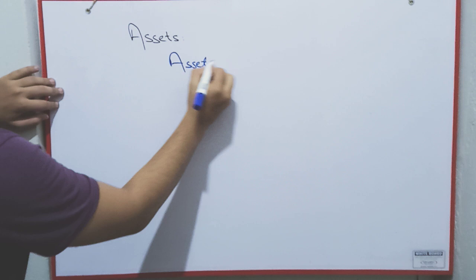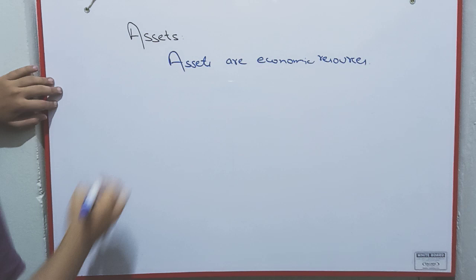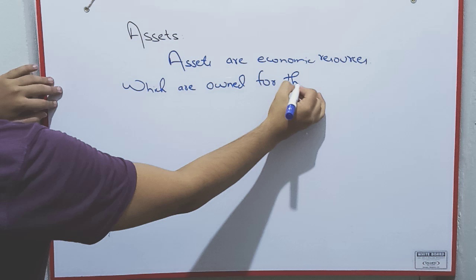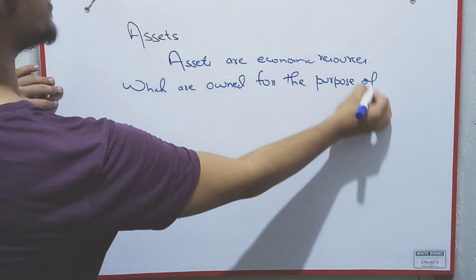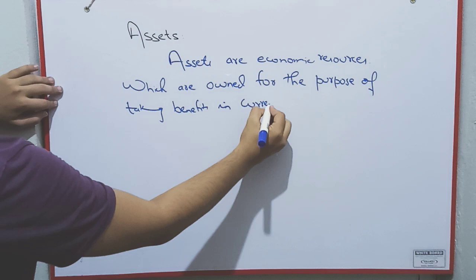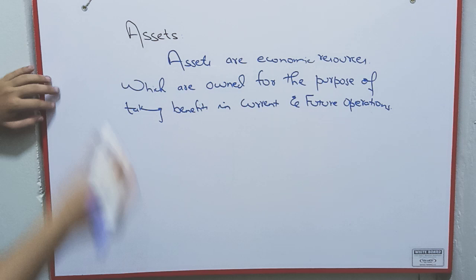Assets are the economic resources which are owned for the purpose of taking benefit in current and future operations. Assets are the economic resources.